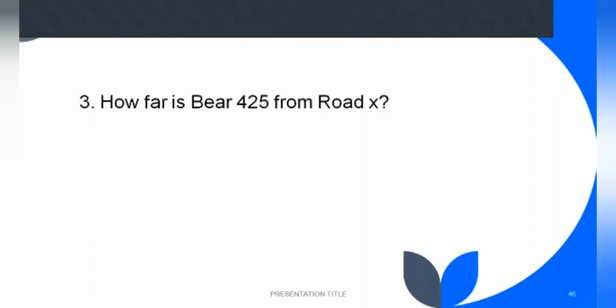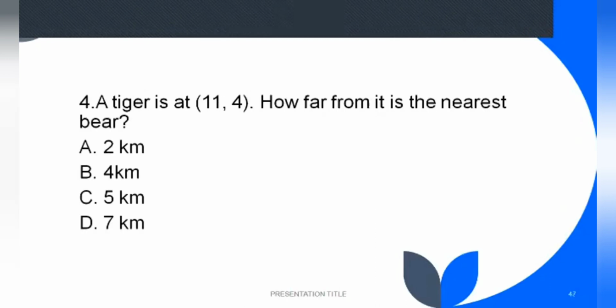It will avoid rote learning actually. A tiger is at 11.4. How far from it is the nearest bear? So the child knows how to plot coordinate points on the graph paper. We will be able to easily find the answer from the choices which you are going to give. This becomes very interesting for the children actually.